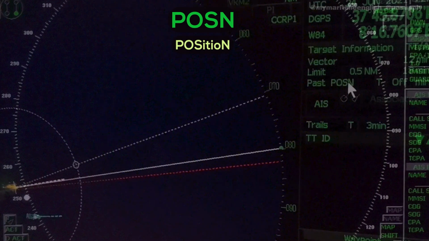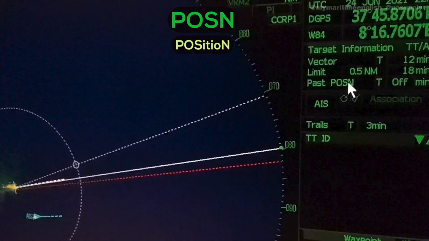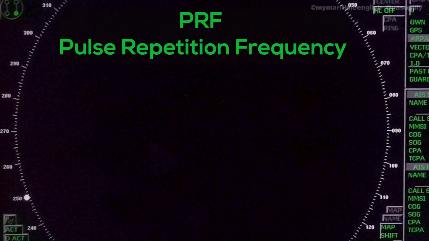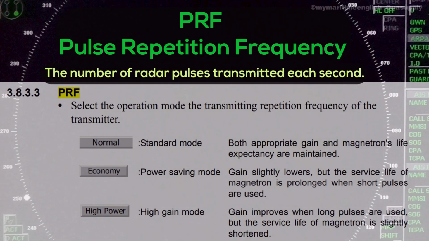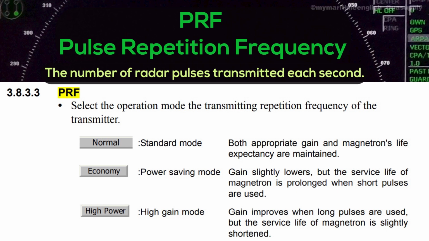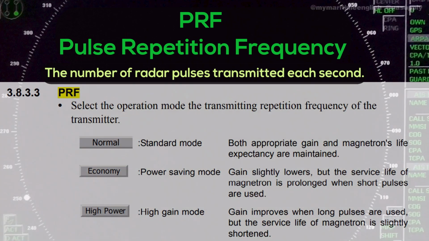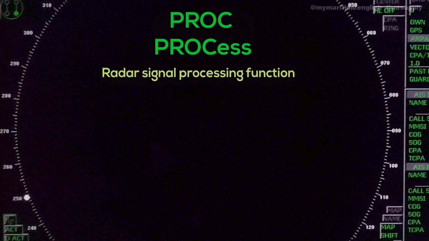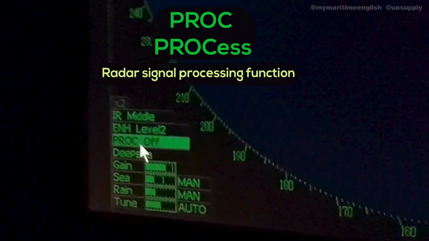POSN, position. PRF, pulse repetition frequency. The number of radar pulses transmitted each second. PROC, process. Radar signal processing function.